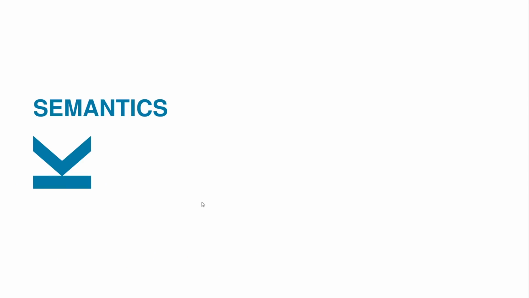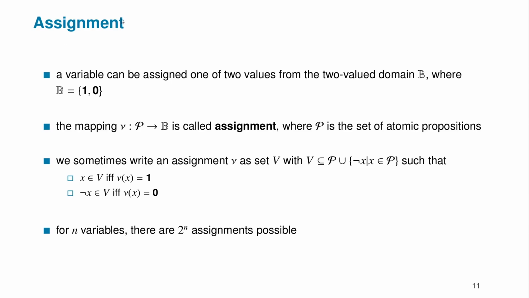Semantics is also a generalization of the semantics we have seen for the CNF formulas. First of all, we introduce the notion of assignment, and we need this in order to give a value to the variables. A variable can take one of two values from the two-value domain B, the Boolean domain, which contains the elements true and false. True we write as a 1 and false we write as a 0. An assignment is simply a mapping from the propositional variables to the Boolean domain.